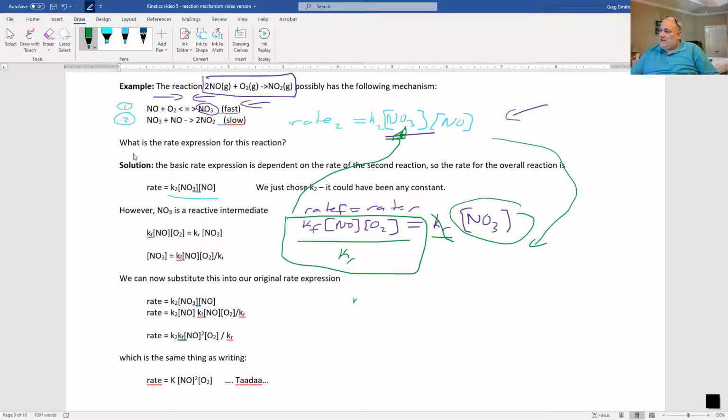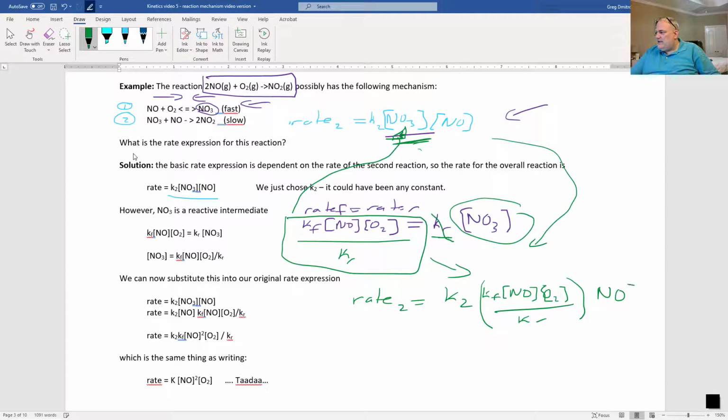I'm just going to write that rate 2 is going to be equal to K2 times this entire expression in the place of NO3. So that's going to be Kf times NO times O2, all over Kr. That whole expression is what we replaced the NO3 with. And then we still have to multiply it by NO.